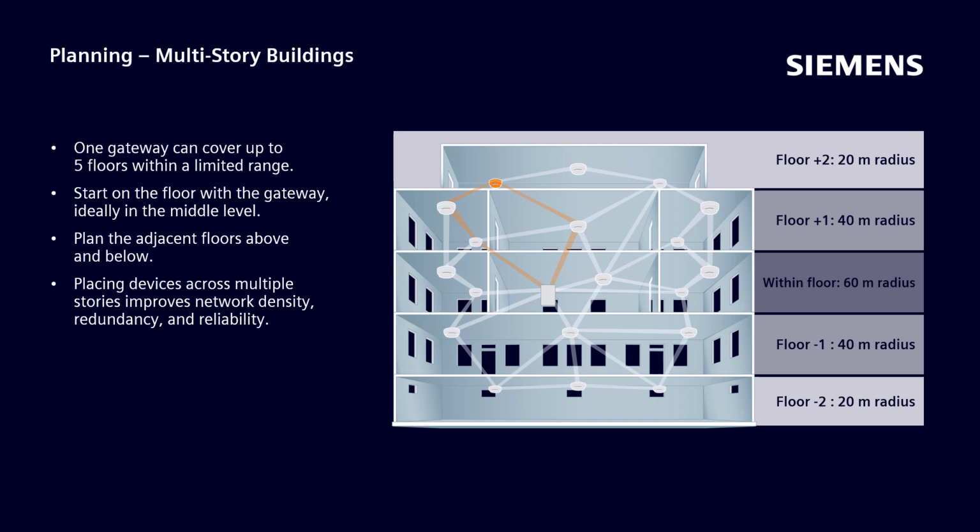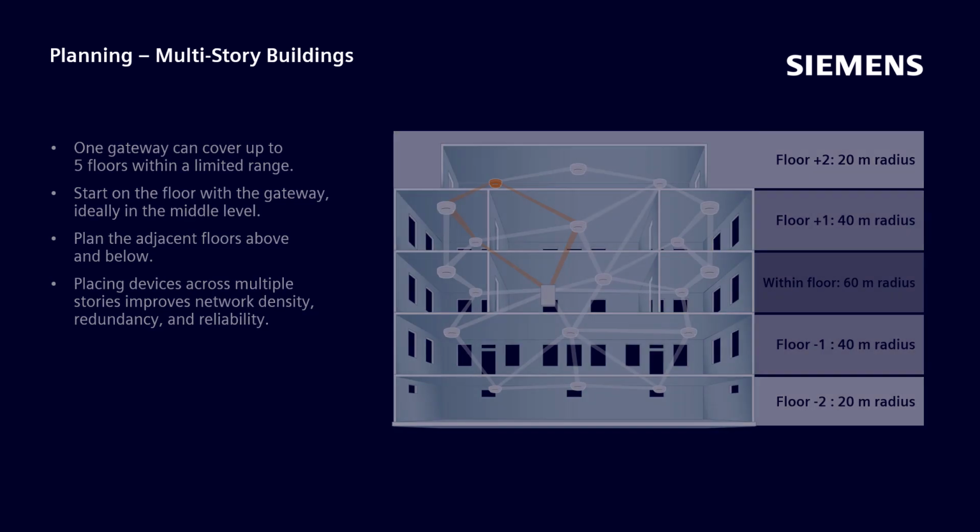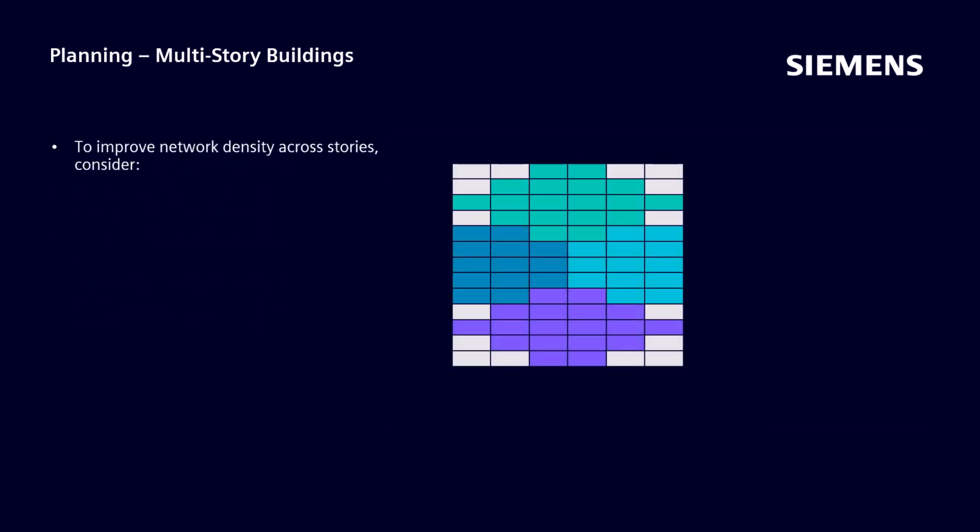And here's a key advantage. Network density improves when devices are placed across multiple floors, as they can support each other's communication paths, increasing redundancy and reliability. Let's take a look at how to optimize cross-story coverage in a swing wireless system. One effective method is to split the radio cell into 2 separate cells and repeat the planning process for each. This helps prevent coverage gaps and ensures more reliable communication throughout the building. Positioning radio devices across multiple floors can significantly enhance network density and improve overall system stability.